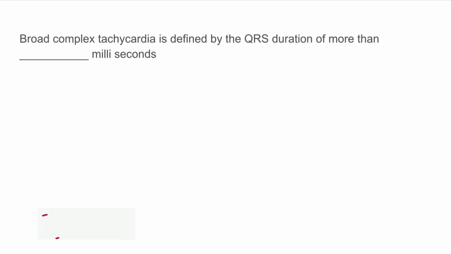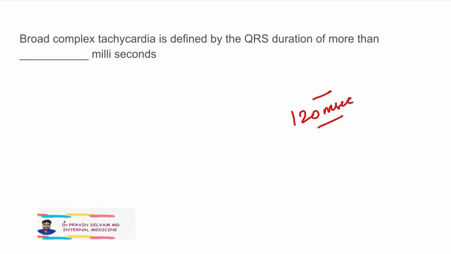The next question is, broad complex tachycardia is defined by QRS duration of more than 120 milliseconds. This is a fill in the blanks question. There is no option given for this question.